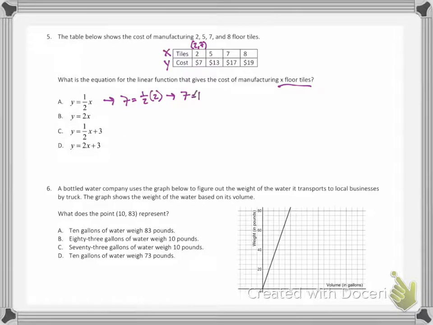I'm going to end up with 7 equals 1. So A is a bad answer. For B, I'm going to do the same thing. Plug in 7 for Y, 2 for X. I end up with 7 equals 4. Again, that's wrong. So I've eliminated 2 answers right off the bat.